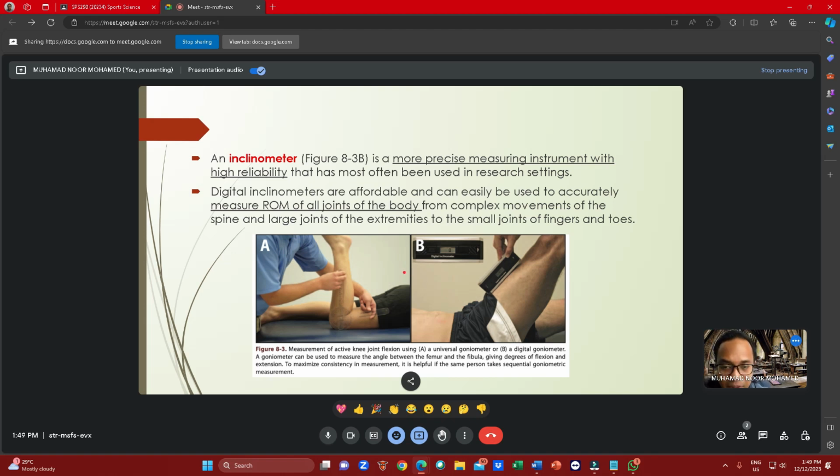And as for this one, this is known as an inclinometer, a more precise measuring instrument with high reliability that has most often been used in research. So digital inclinometers are one of the instruments to determine range of motion. The basic one will be this one. This is known as an analog goniometer.